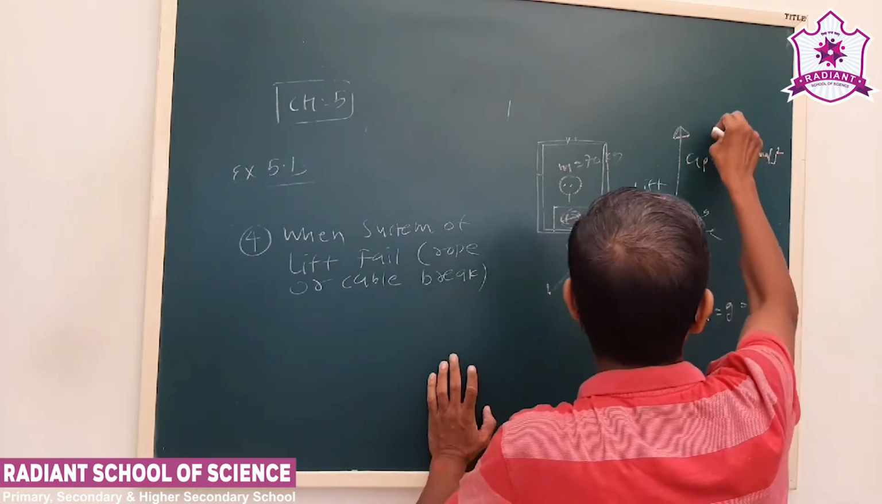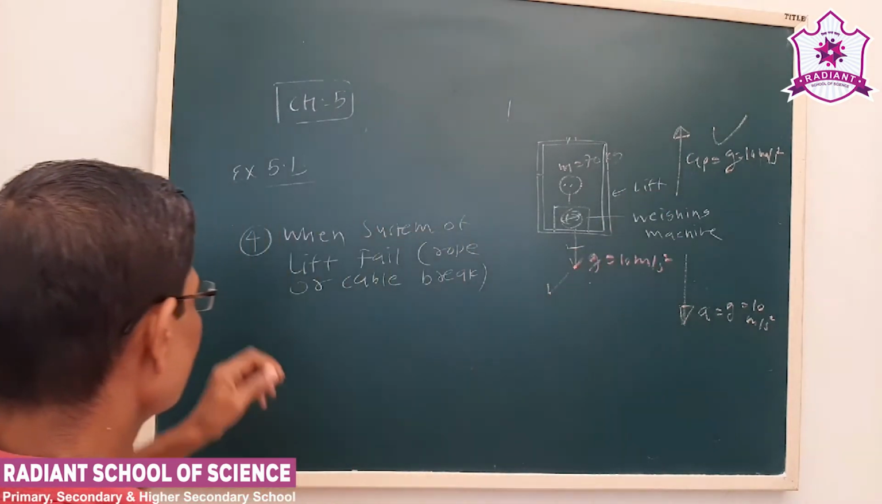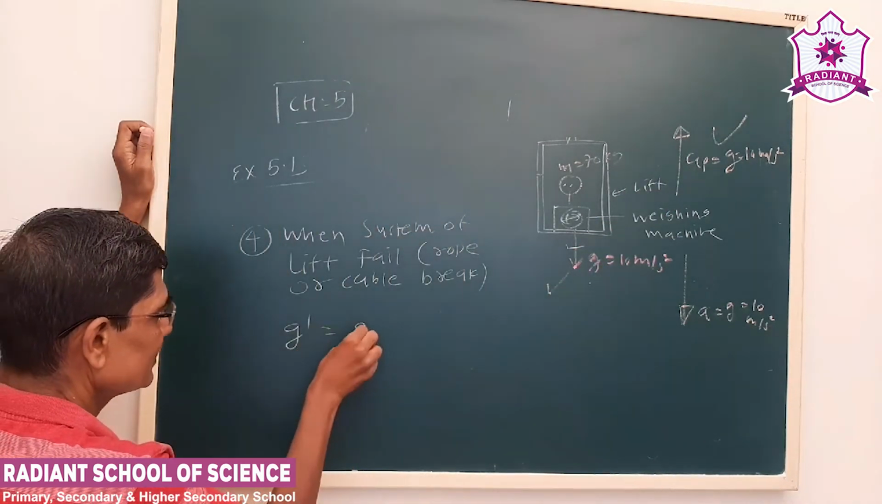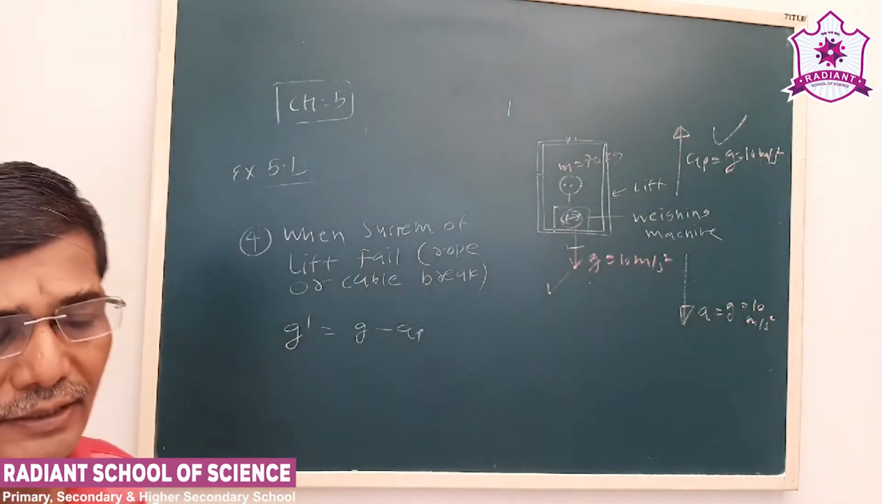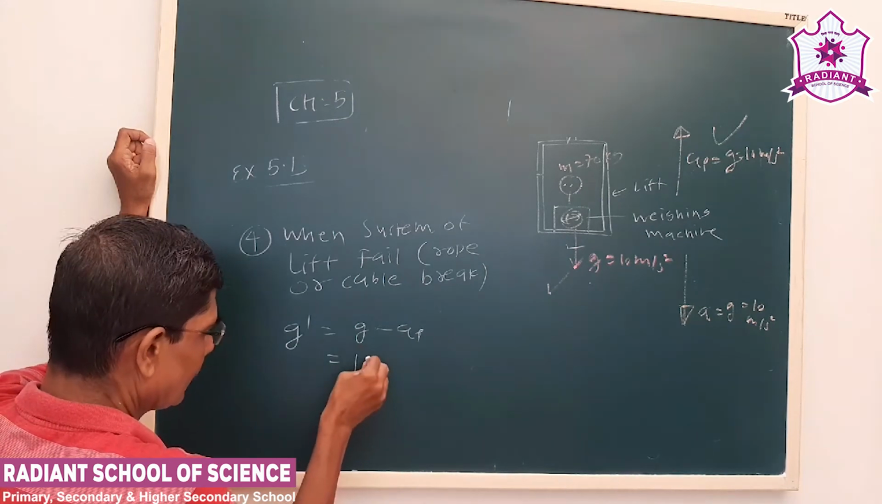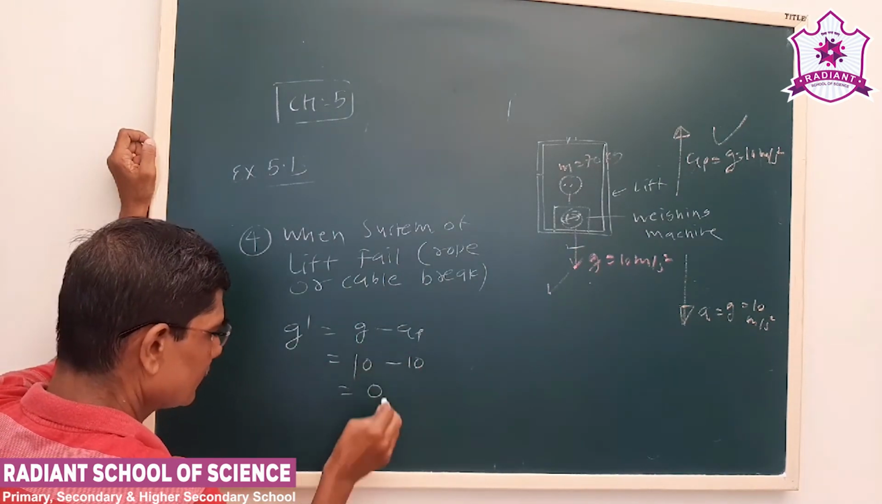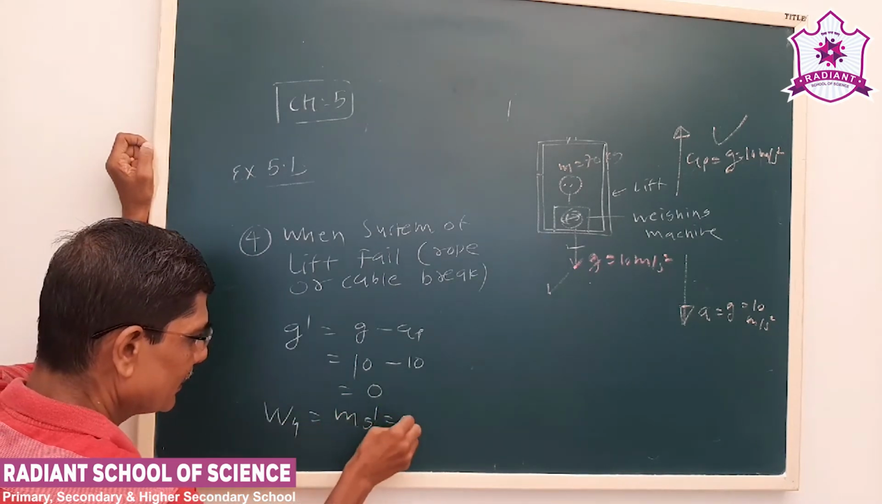Now see our resultant acceleration, that is made up of g and AP. Let us say g dash is g minus AP. Why? Because g and our AP, that is pseudo acceleration, are in the opposite direction. So that will be 10 minus 10, 0. See the fourth case, m into g dash.